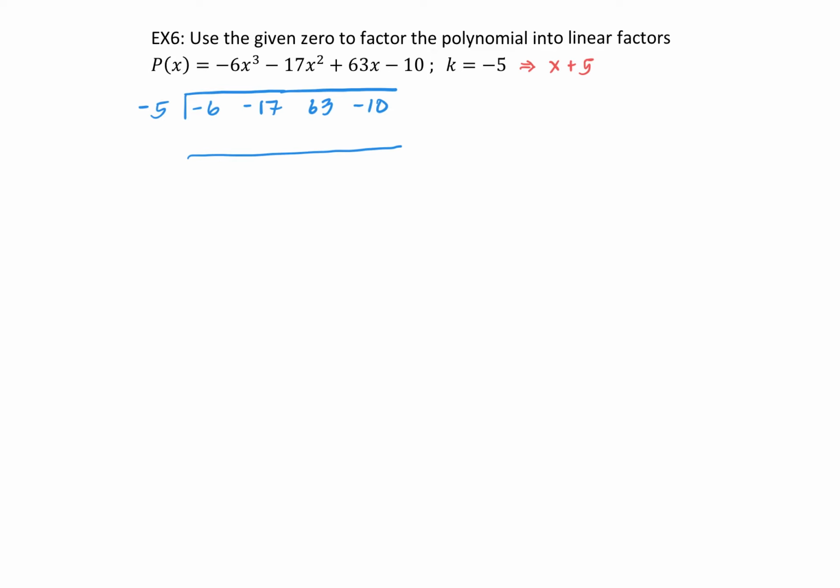Bring down my negative 6. Multiply by the negative 5 to get a positive 30. Add to get a positive 13. Multiply negative 5 times 13 is negative 65. Add to get a negative 2. Negative 5 times negative 2 is a positive 10. Add to get a 0, which I already knew because I was told that negative 5 was a 0. So if you do synthetic division or long division and you don't get a remainder of 0, double check your math.